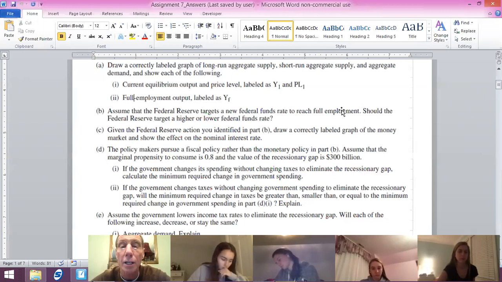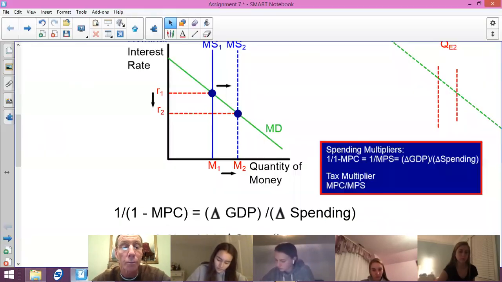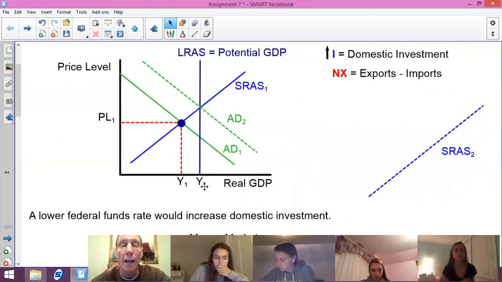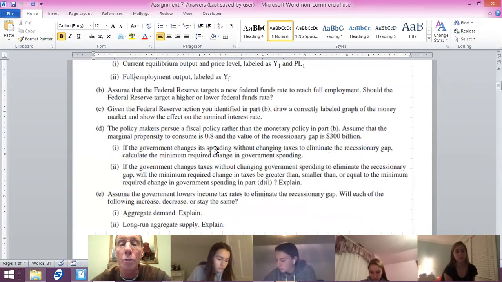So what they're asking us here is if they've figured out that the recessionary gap is $300 billion. So in other words, graphically, the difference between Y1 and YF is $300 billion, and they want to close it. Okay, they want to close that gap so the economy is operating at its potential.